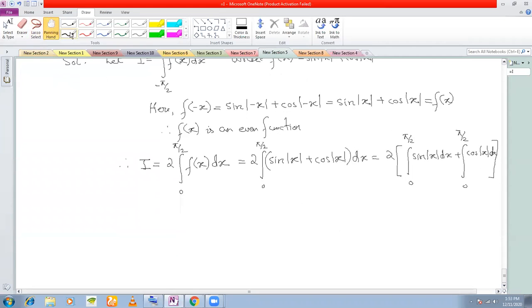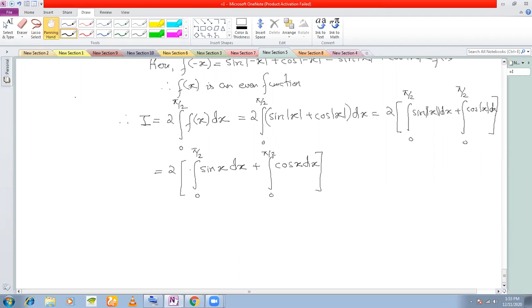Now, 0 to pi by 2 mod x. In this interval 0 to pi by 2, what is mod x? x is positive in this interval, right? x is in the first quadrant. That means I can write this as 0 to pi by 2 simply sin x. I can remove the mod because x is positive between 0 to pi by 2. In fact, sin x is positive between 0 to pi by 2 because it is in the first quadrant. Similarly, 0 to pi by 2, cos is also positive in the first quadrant, dx.